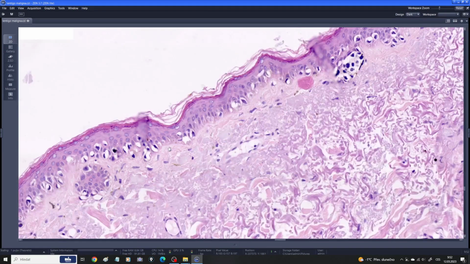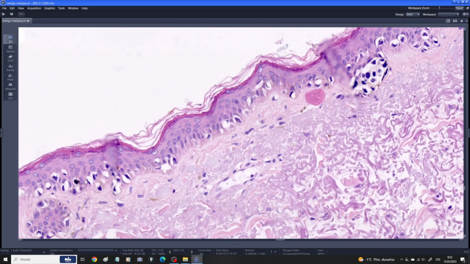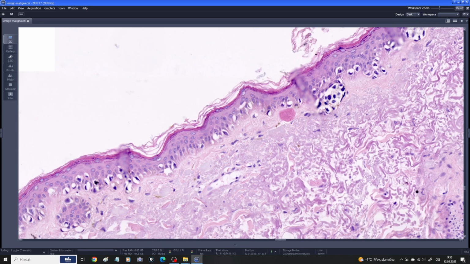Quite commonly, it is not seen here, but quite commonly you can appreciate also the pagetoid spread. Remember, I mentioned it before, pagetoid spread means that the individual cells grow up to the superficial parts of the epidermis. So this is pagetoid spread, and this is another feature that is typical for melanoma, and you shouldn't see it in benign nevi. But the lesion is in situ and there is no invasion into the dermis.